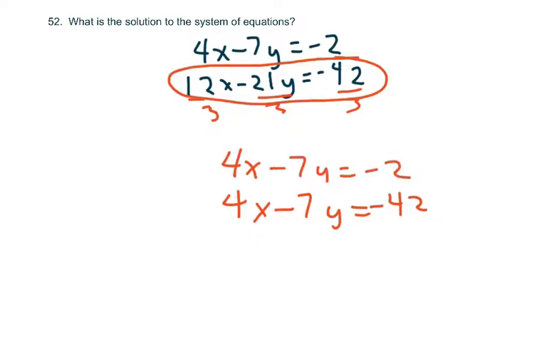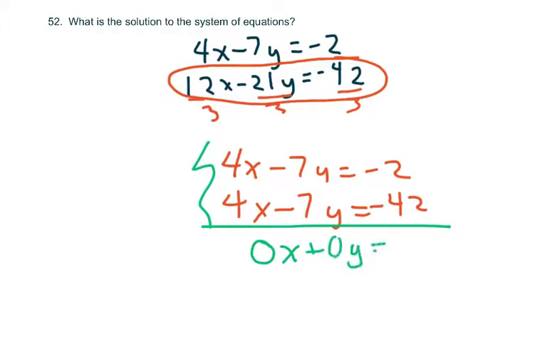And when you look at this, first of all, you should know that this looks odd. You have the same 4x minus 7y, but they equal two different numbers. But let's go ahead and use elimination and subtract both of these pieces. So 4x minus 4x is 0x, and this would be plus 0y equals 40. -2 minus a -42, we subtract it. And what you get is 0 equals 40.